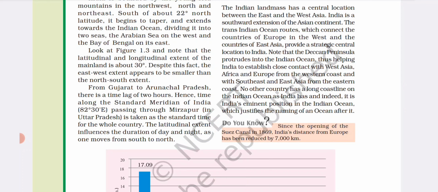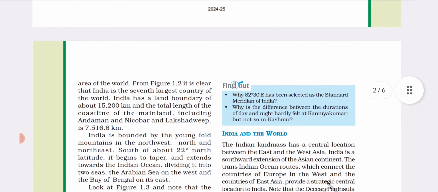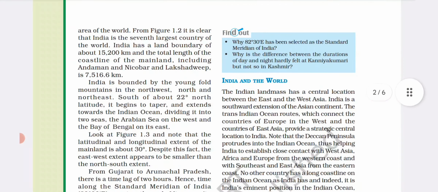From Gujarat to Arunachal Pradesh, there is a time lag of 2 hours. Hence, the time along the standard meridian of India passing through Mirzapur in Uttar Pradesh is taken as the standard time for the whole country. The latitudinal extent influences the duration of day and night as one moves from south to north. Find out why 82 degree 30 minute east has been selected as the standard meridian of India. Why is the difference between the duration of day and night hardly felt at Kanyakumari but not in Kashmir?